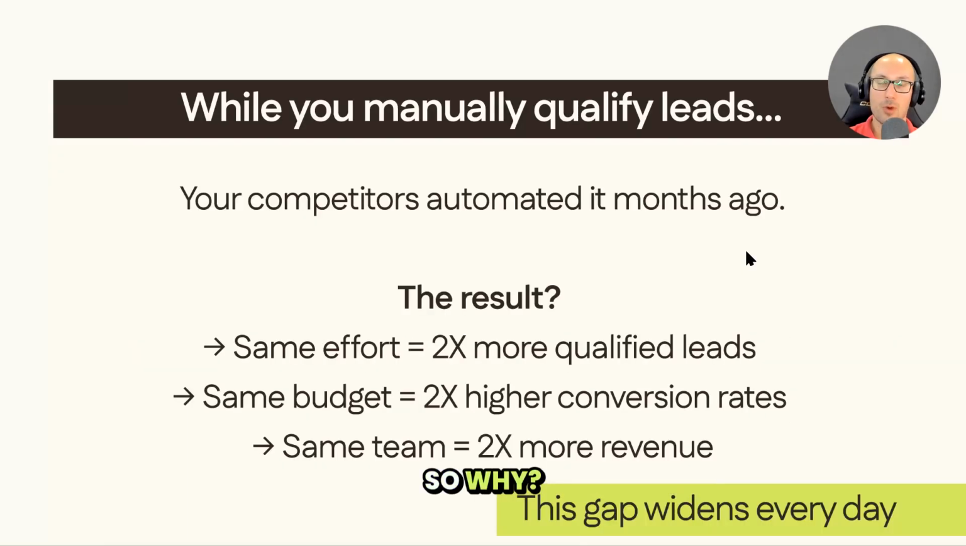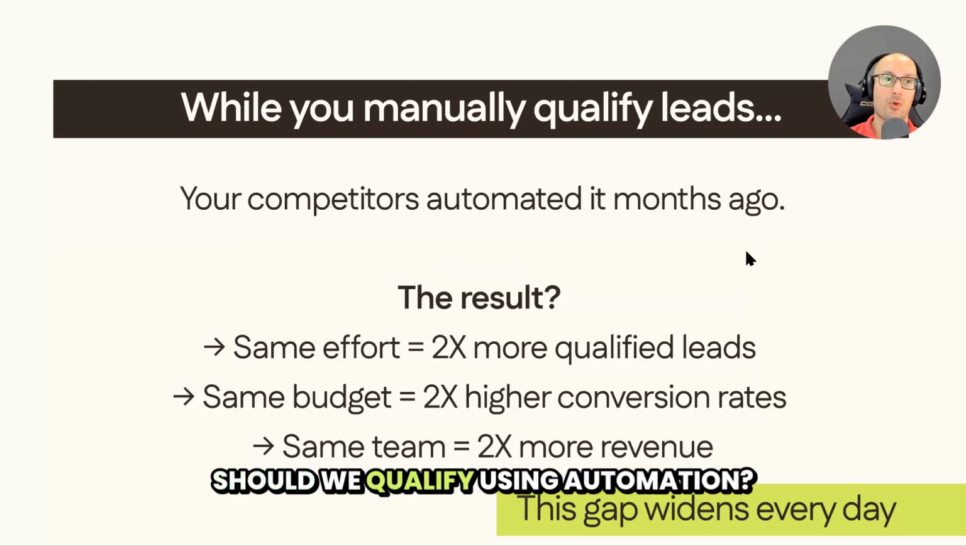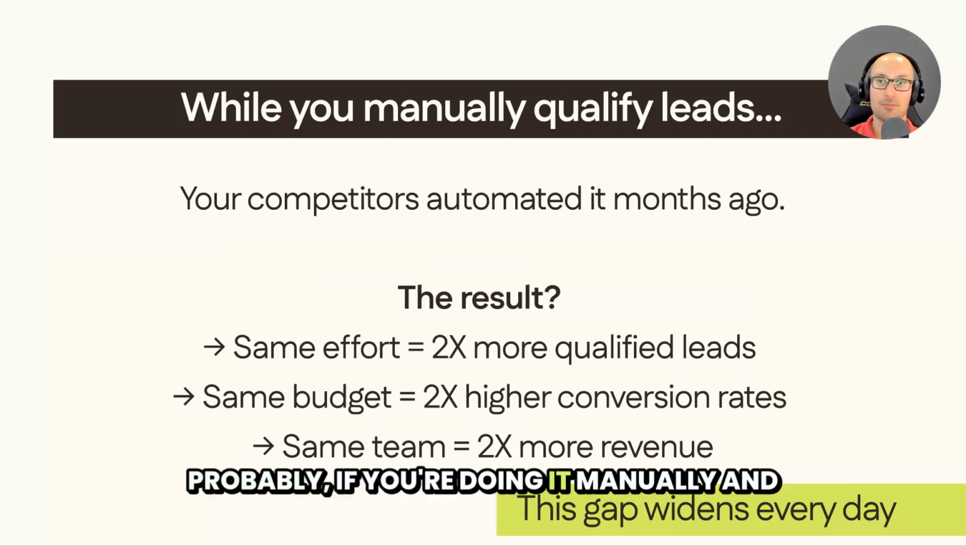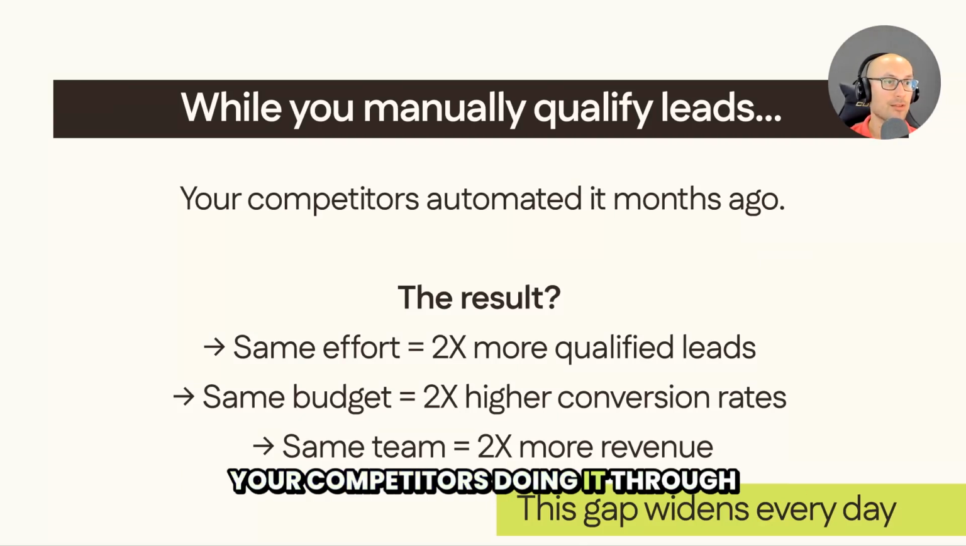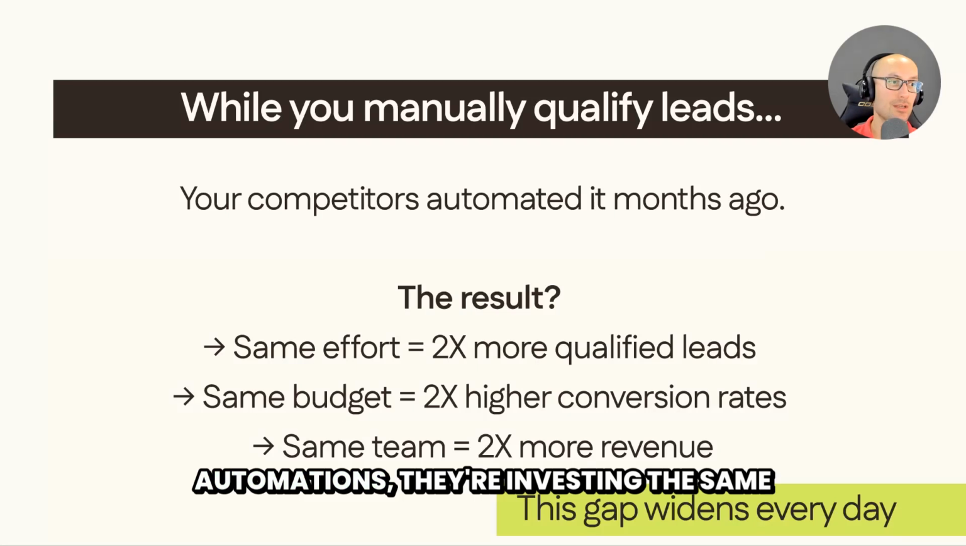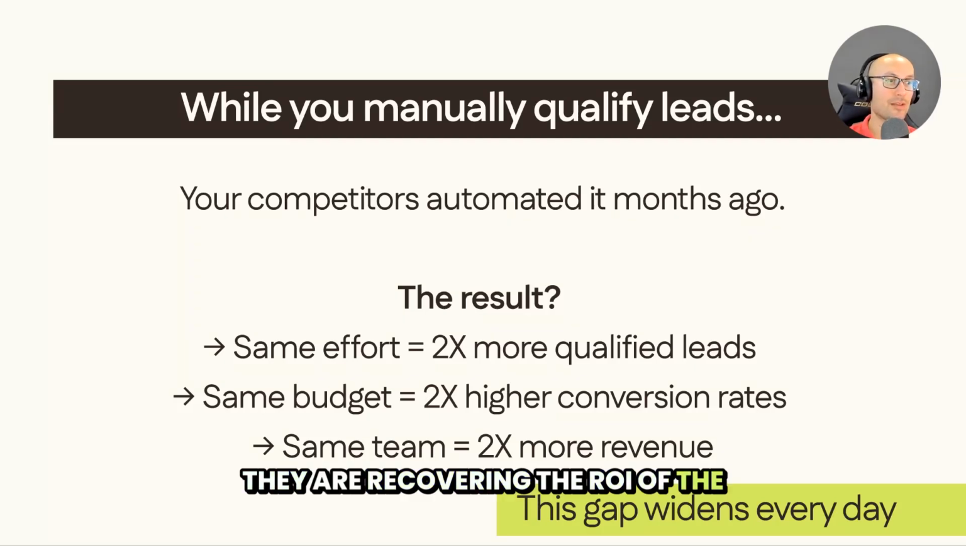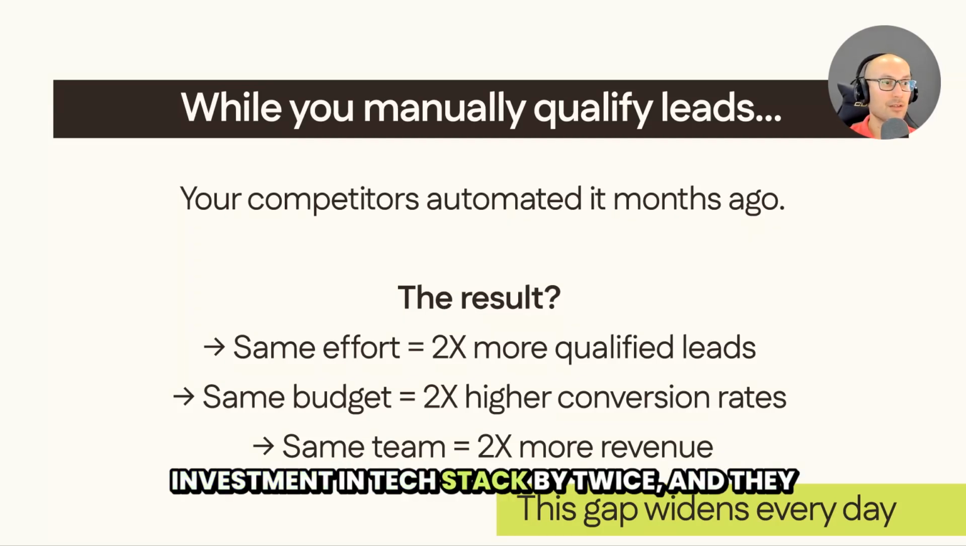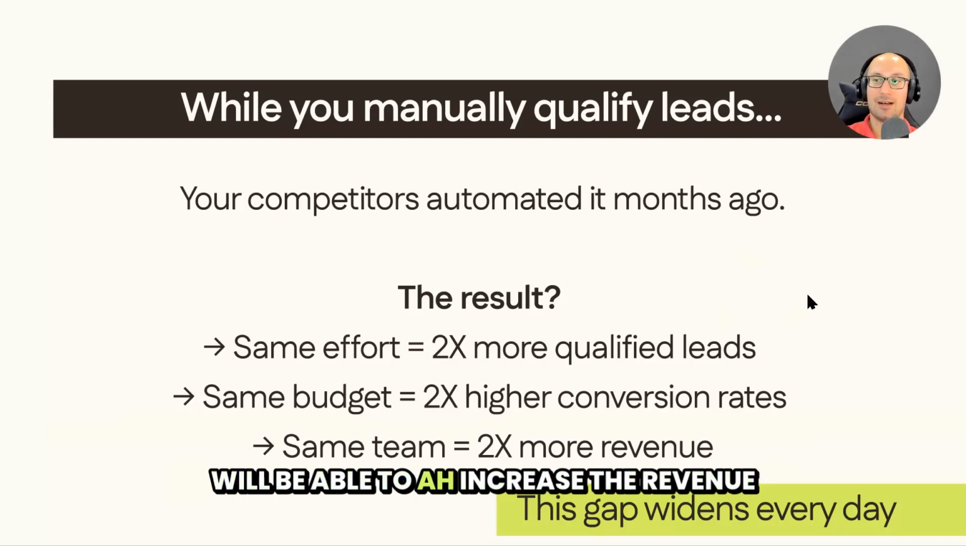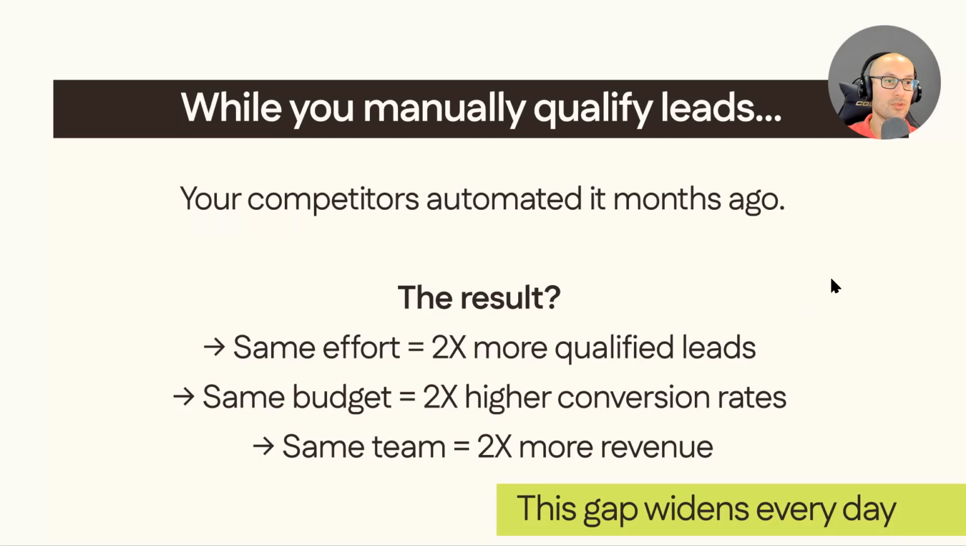So why should we qualify using automation? Probably if you're doing it manually, and your competitors are doing it through automations, they're investing the same time and they have 2x more qualified leads. They are recovering the ROI of the investment in tech stack twice over, and they will be able to increase the revenue using the same team.